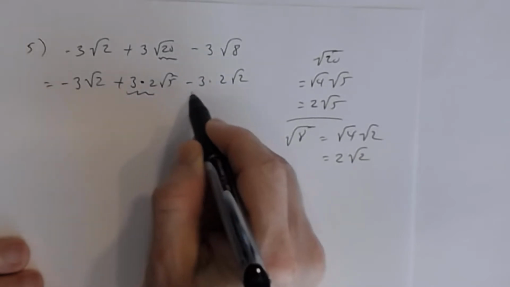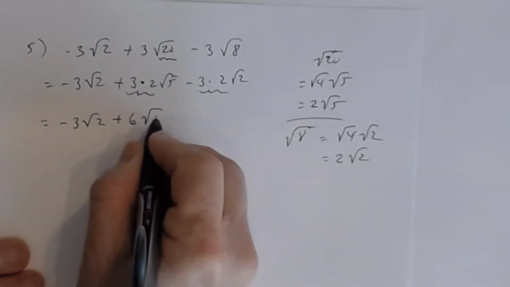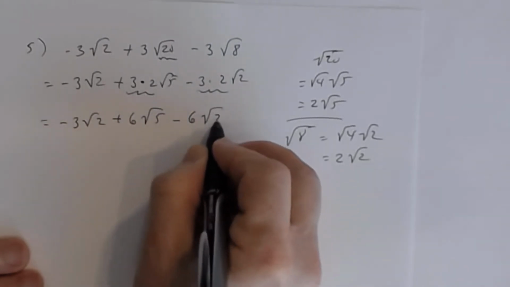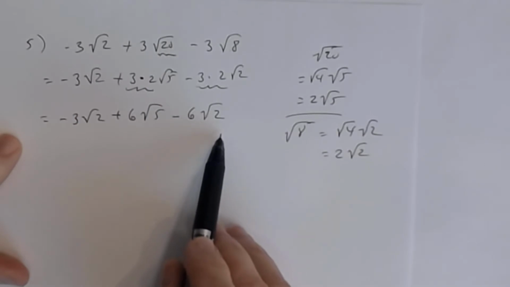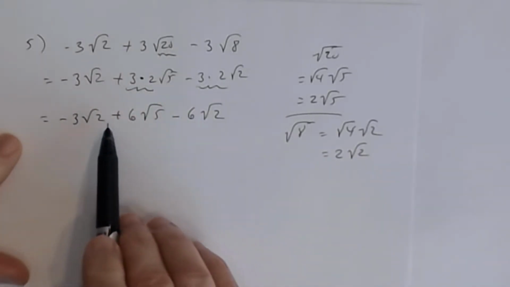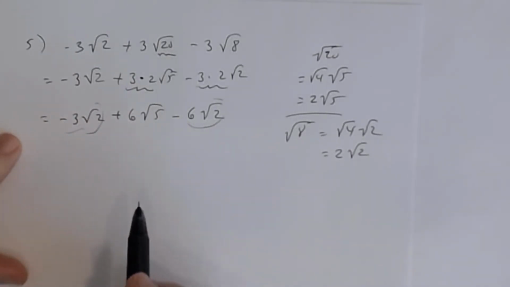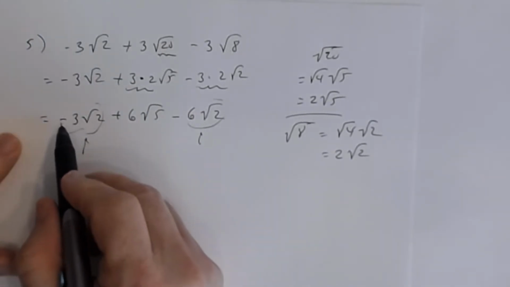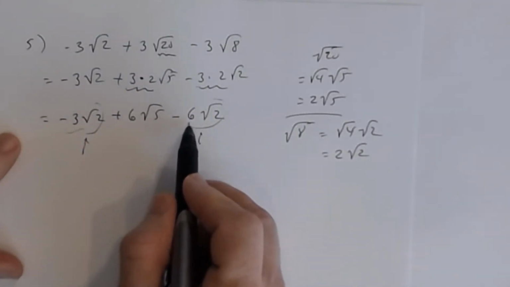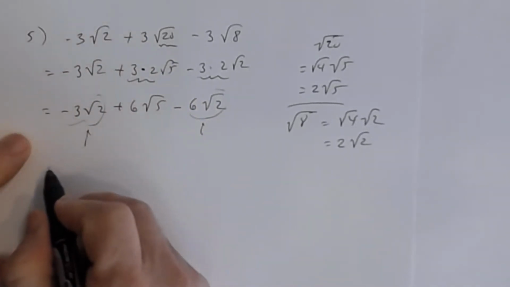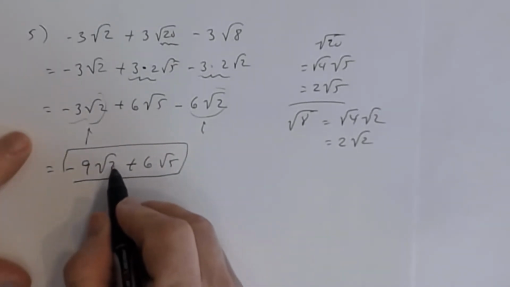Now what I'm going to do is multiply 3 and 2 in both cases. So this becomes negative 3 square root of 2 plus 6, 3 times 2 is 6, square root of 5 minus 3 times 2 is 6, minus 6 square root of 2. So notice I simplified this to this, and I simplified this to this. I still have 3 terms, but notice that 2 of those terms are like terms. Square root of 2, square root of 2. So I can combine these two. A negative 3 and a negative 6. So if you look at the coefficient of the square root of 2, a negative 3 and a negative 6 is a negative 9. So this becomes negative 9 square root of 2 plus 6 square root of 5. And you can't do anything else because those are not like terms. This is square root of 2, this is square root of 5.